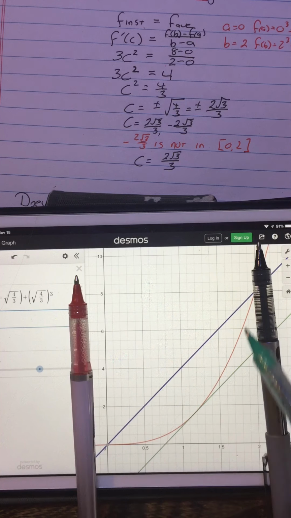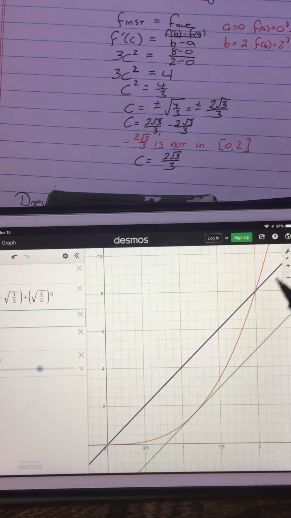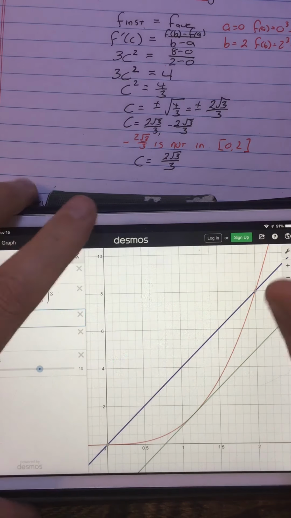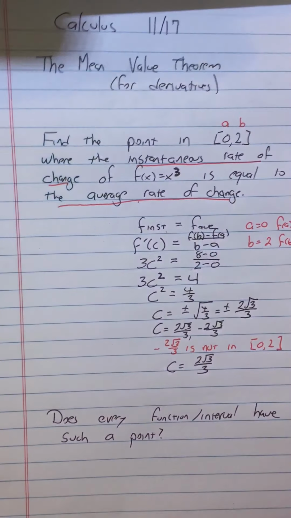From 0 to 2, I just look at the beginning of the graph, the end of the graph, and draw that line. That's the secant line. All right? So that secant line is the average rate of change over the interval 0 to 2. The tangent is the instantaneous rate of change. And you can see if I did a tangent line up here, that tangent would not be parallel to this secant line. All right, so that's about finding a tangent line that is parallel to a secant line, which is the same as saying finding where the instantaneous rate is equal to the average rate.